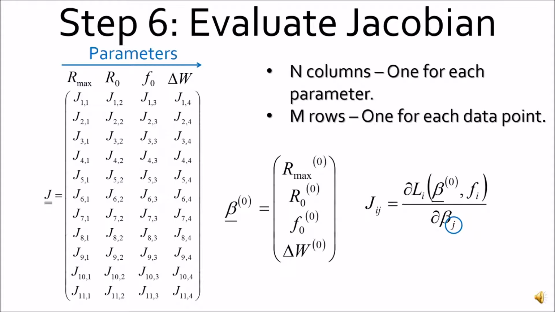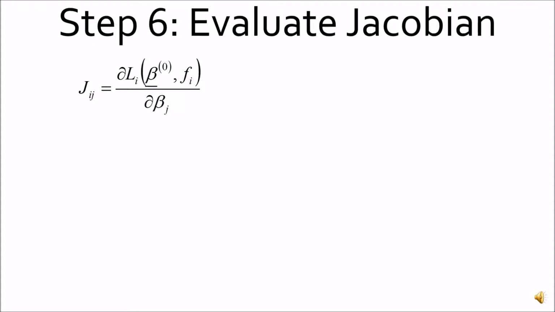So how do you fill these elements? Basically, it's just the derivatives we calculated earlier. So we have the derivative of the Lorentzian with respect to the parameters. Let's just, as an example, look at the top left position, the J11 position. In this case, we're looking at i equals 1, so that's the first data point in our matrix, and the first parameter, so that's Rmax. So beta 1 is equal to Rmax. This is from our column vector of parameters.